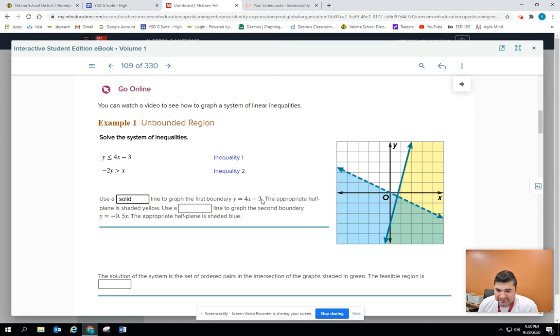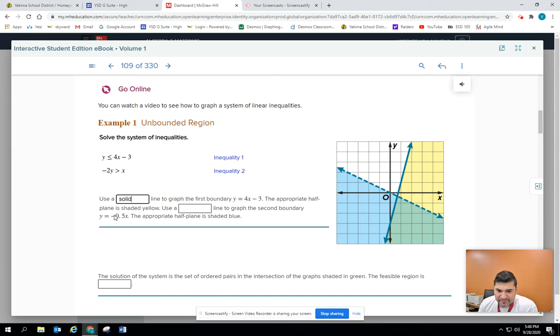And as you all know, this right here is our y-intercept at -3. So 1, 2, 3, here's our -3. And our slope is 4, which means we go up 4, 1, 2, 3, 4, and over 1. So this is our 4x, our y equals 4x minus 3.